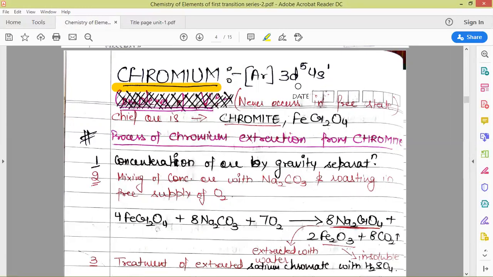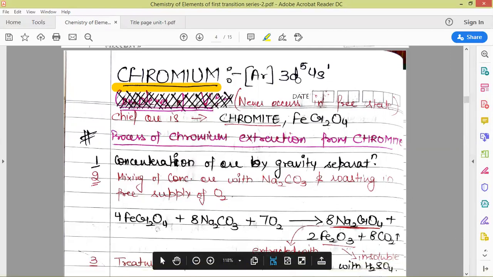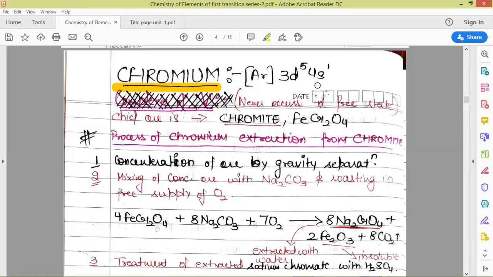So this exceptional electronic configuration for chromium is due to the very less energy difference in both these subshells, and the driving force here for this exceptional configuration is the exactly half filled d subshell, which is attained via having 5 electrons in 3d in comparison to having 4 electrons in 3d subshell. So that is why chromium is having exceptional electronic configuration.